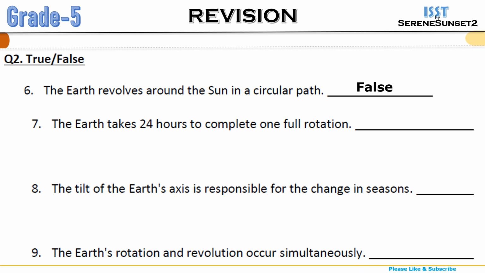Second, the earth takes 24 hours to complete one full rotation. Answer: true. Third, the tilt of the earth's axis is responsible for the changes in seasons. Answer: true. The earth's rotation and revolution occur simultaneously. Answer: true.